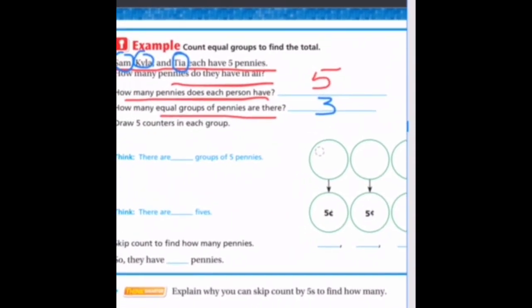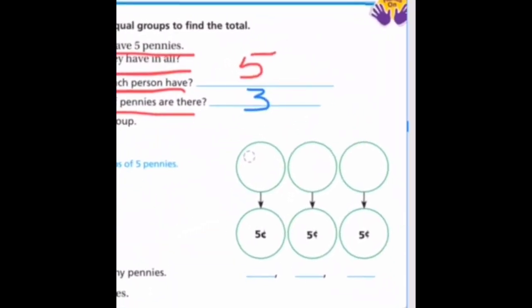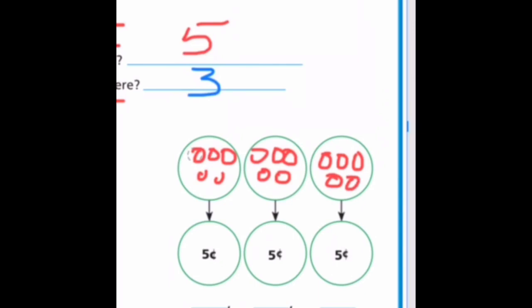Okay? Think, there are blank groups of pennies. There are 3 groups of pennies because we have 3 people. So there are how many 5s? Okay, so let's fill this out first. Each person has 5 pennies. 1, 2, 3, 4, 5. That's one person. Another person has 5 pennies. 1, 2, 3, 4, and 5. And the third person also has 5 pennies. 1, 2, 3, 4, 5.